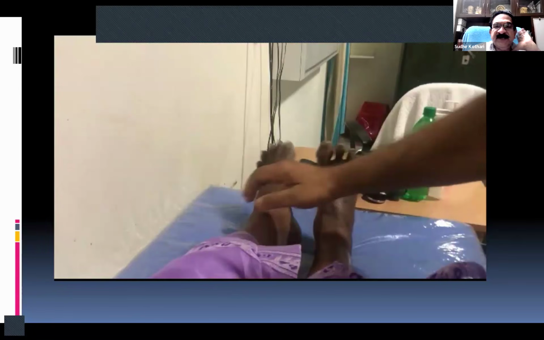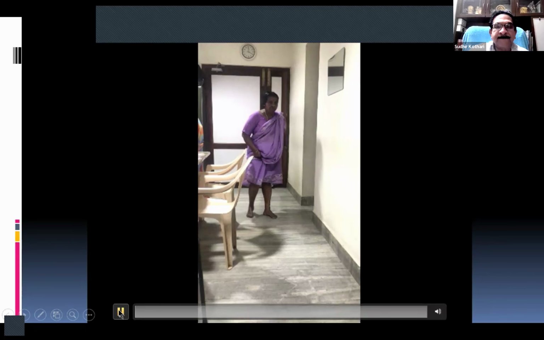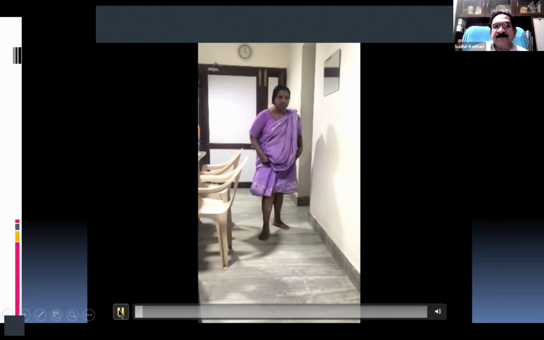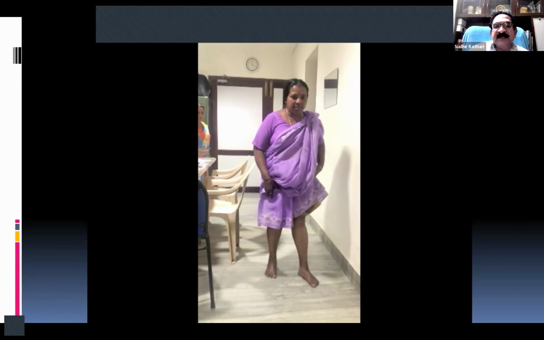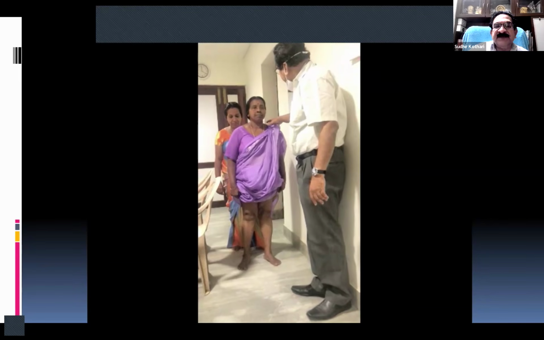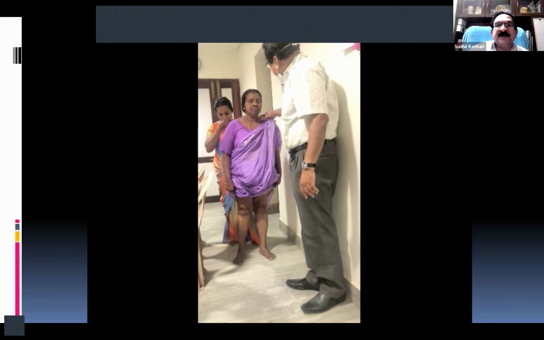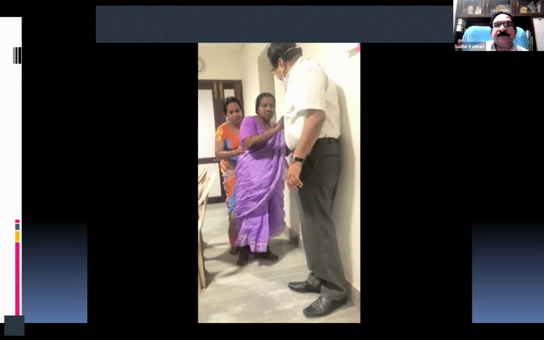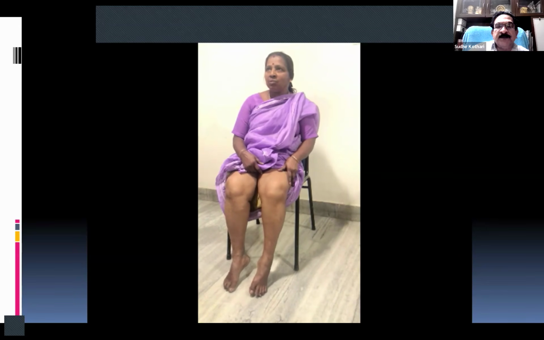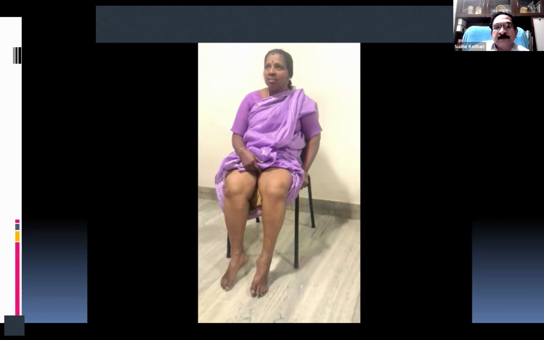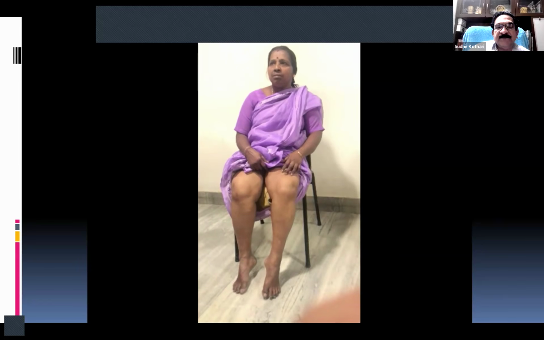But let us see the way she walks. She has no weakness at all. Still, see the way she is walking. And she has a positive Romberg sign. She is sitting comfortably. See what is happening to both the legs. Both legs are moving on their own, mainly on the left side.